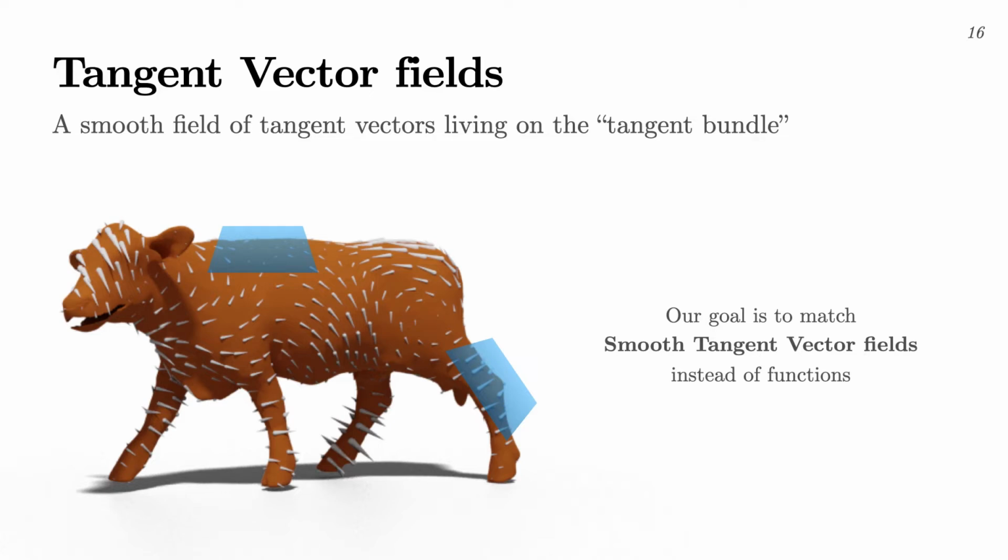Now, what lives on tangent bundles? Tangent vector fields, right? Tangent vector fields are simply one tangent vector per point, and we want it to be smooth. That's basically the definition. The idea is now to match not functions. Remember that with functional maps, we didn't want to match points, but functions. Now we don't want to match functions, but an even more complex object, which is tangent vector fields, because they carry orientation information.